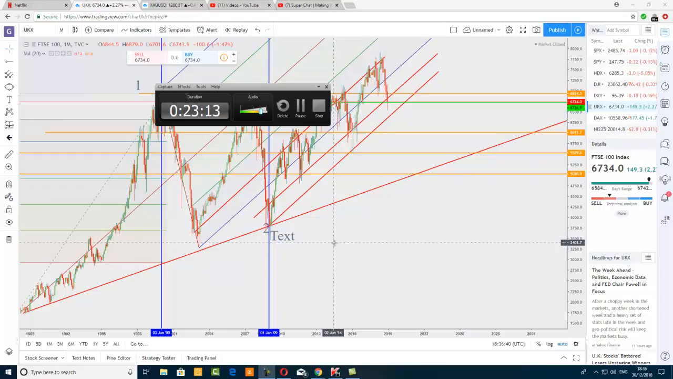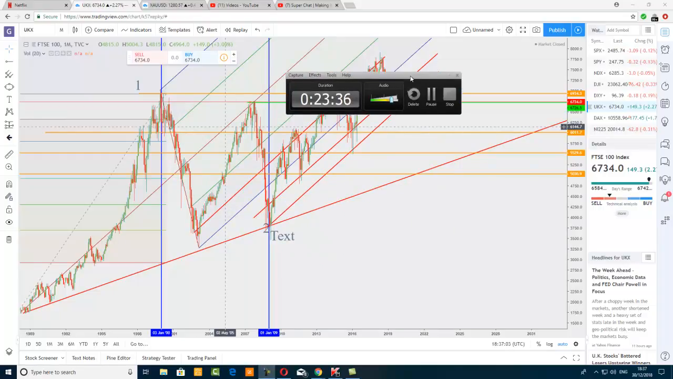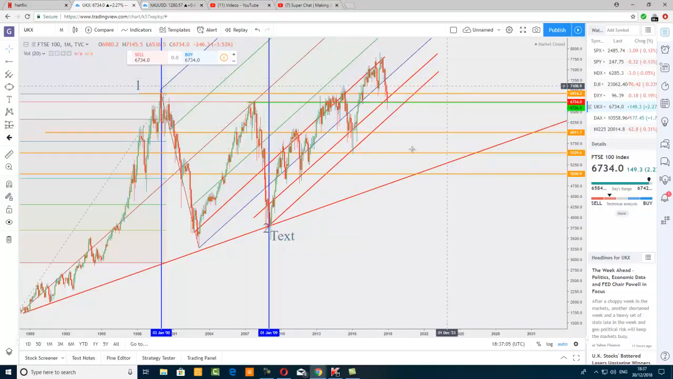So all in all, the wave structure of the FTSE 100 is different from the wave structure of the Nifty, NASDAQ 100, and S&P 500. It's a bit strange. But all in all, we see the first wave. The question that we have is: will the third wave be formed?